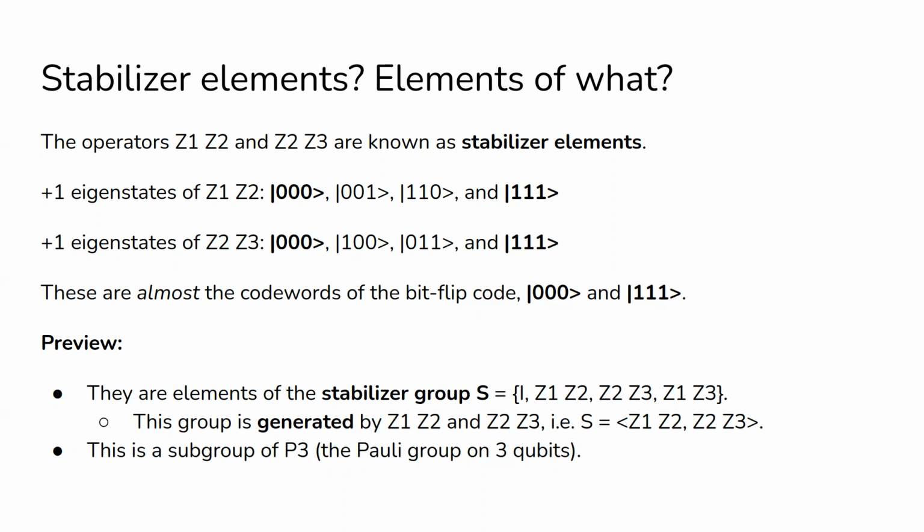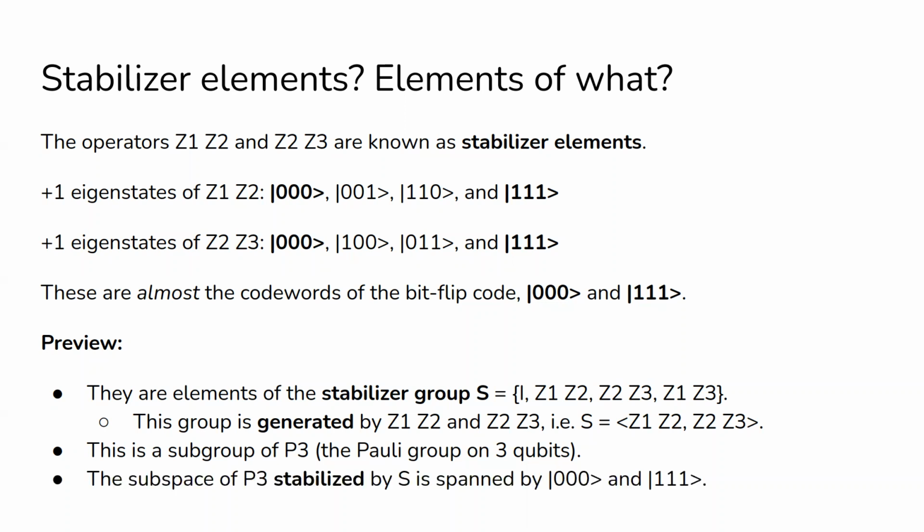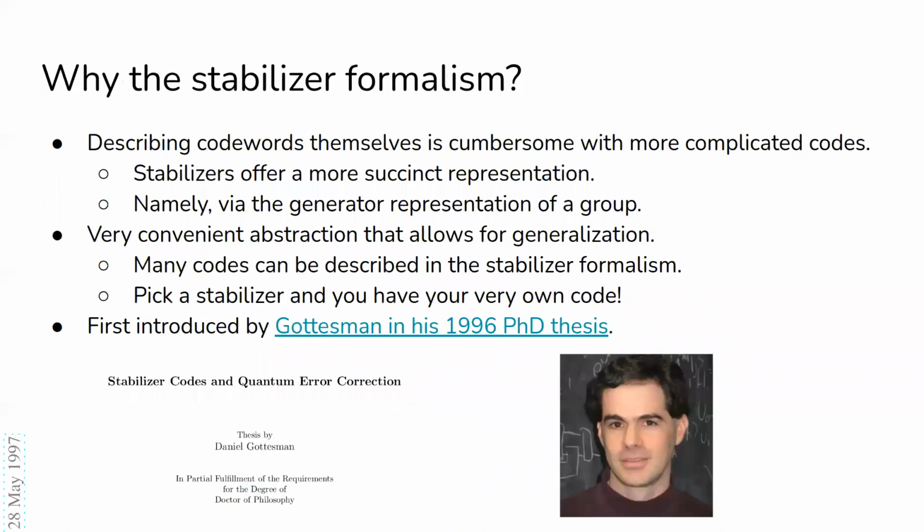This is the stabilizer formalism. And okay, I said this too, the subspace is spanned by 000 and 111. Those are the code words, very good.